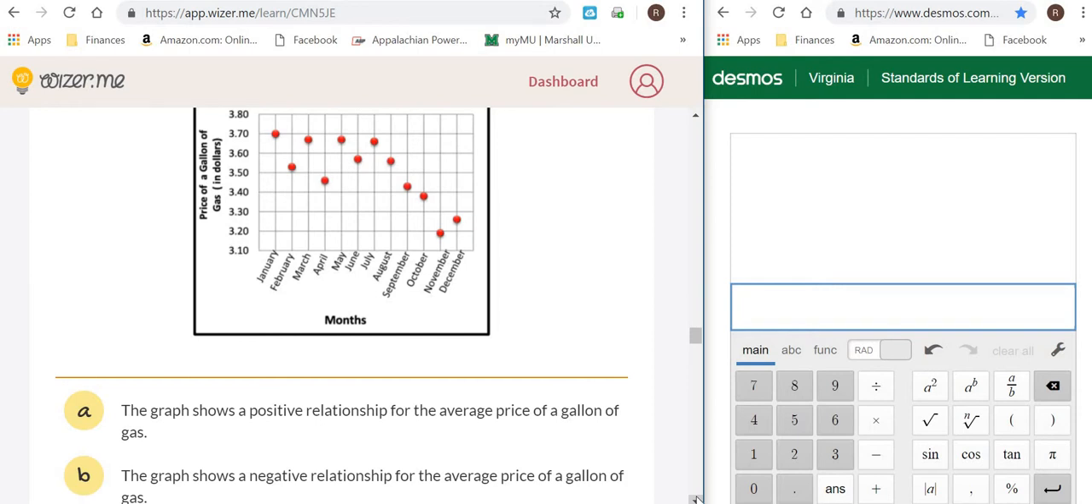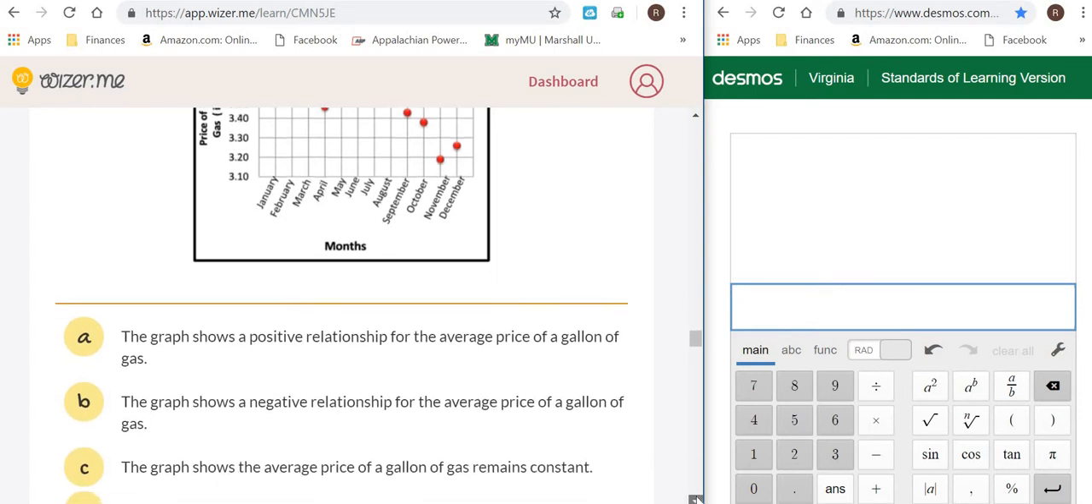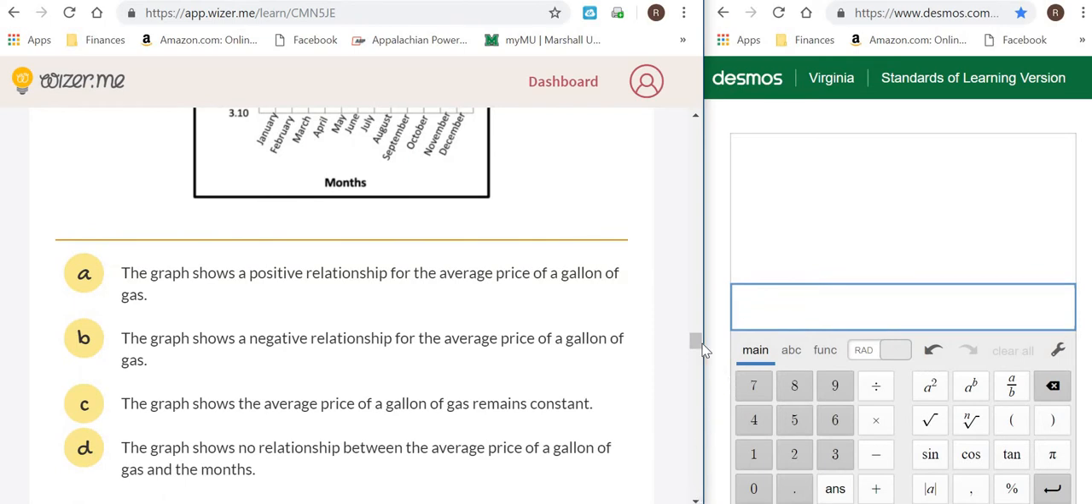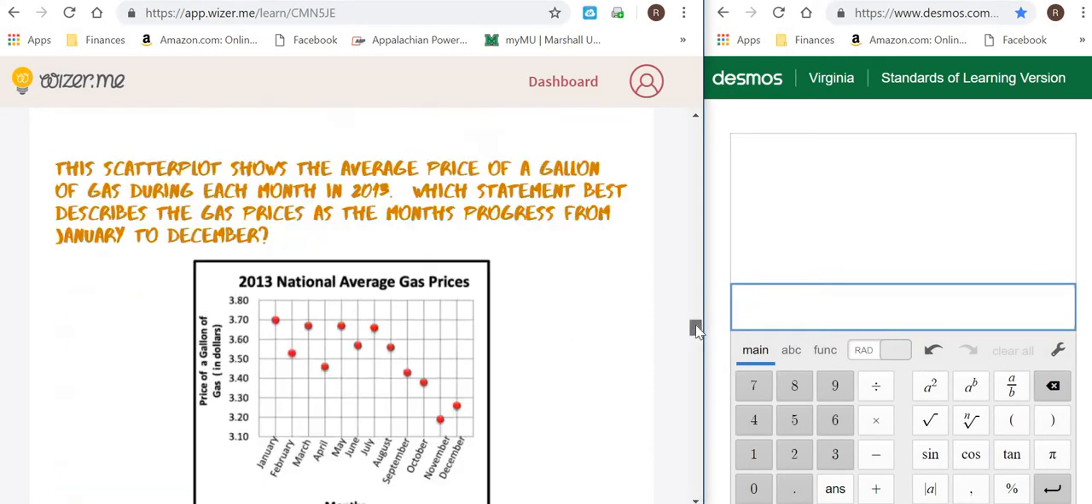A, the graph shows a positive relationship for the average price of a gallon of gas. B, the graph shows a negative relationship for the average price of a gallon of gas. C, the graph shows the average price of a gallon of gas remains constant. And D, it shows no relationship at all.